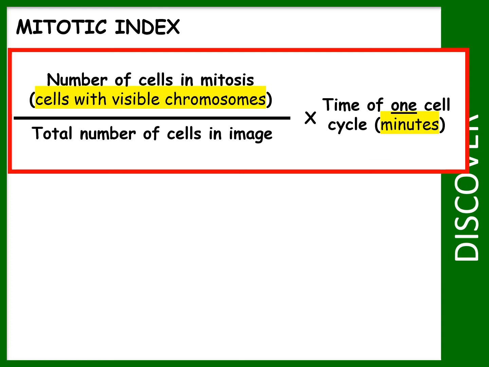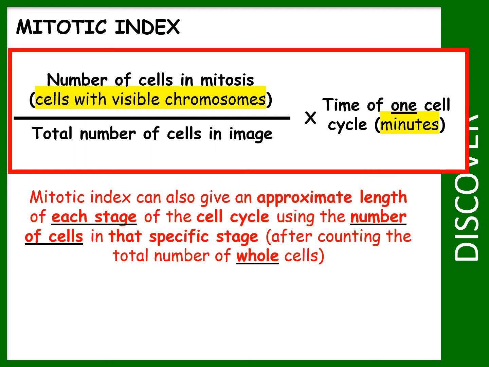Okay, so this is the equation we're going to use. It's the number of whole cells that we can count in mitosis with supercoiled visible chromosomes, divided by the total number of whole cells in the image, times the length of a single cell cycle. So that's the complete cell cycle, and that's normally in minutes.